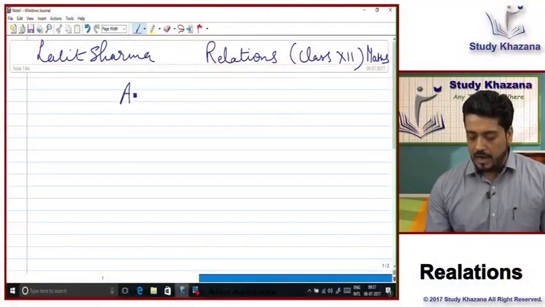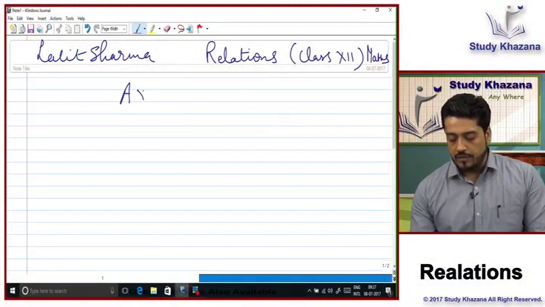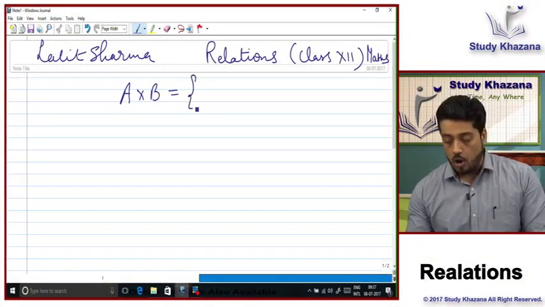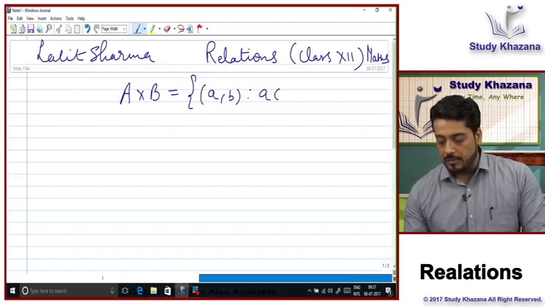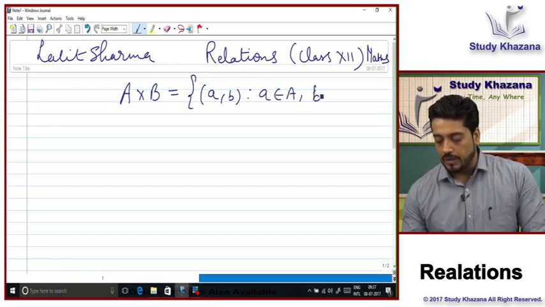So before starting with the topic, let us recall some elementary prerequisite knowledge which is required to understand the concept more briefly. Firstly, let us introduce what we mean by the Cartesian product of two non-empty sets. Suppose A and B are two non-empty sets, then how shall we define their Cartesian product A cross B? It is the collection of all ordered pairs of the type (a, b), where a is coming from A and b is coming from B.